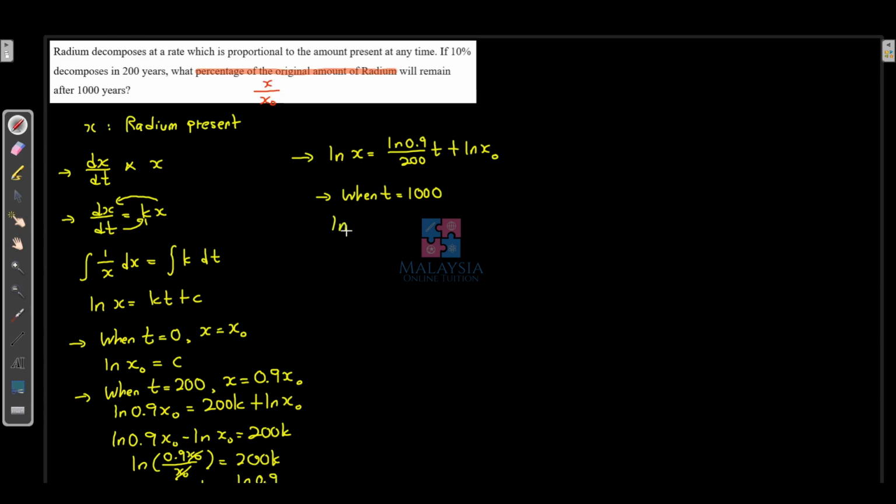So now we have ln x. We can shift the ln x naught to the left hand side straight away, so minus ln x naught. ln x minus ln x naught equals ln of 0.9 over 200 times 1000. And then you can see this is going to be ln of x over x naught, and inside the bracket here is what we are looking for. So this is going to be 1000 divided by 200, that is going to be 5. So 5 ln 0.9.